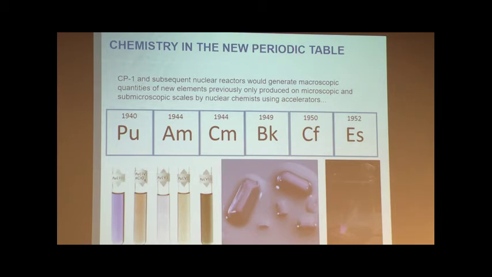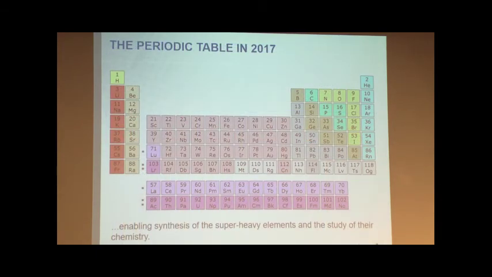But what does this actually allow us to do? And so we're not only here, CP1 is now building out the periodic table, pushing the boundaries of the periodic table, but is actually going to allow us, with these new materials in accelerators, to synthesize super heavy elements and study their chemistry.